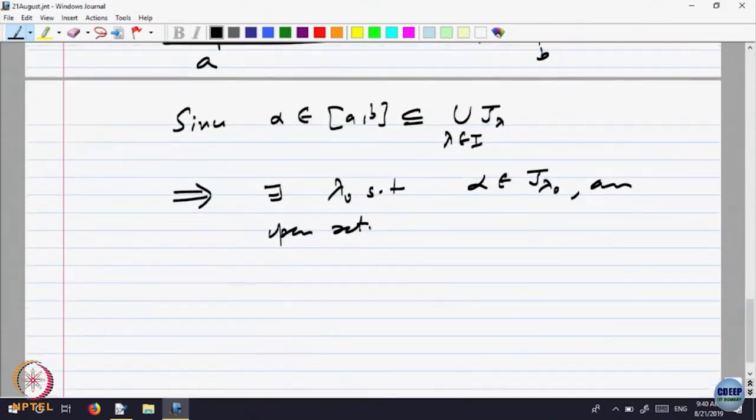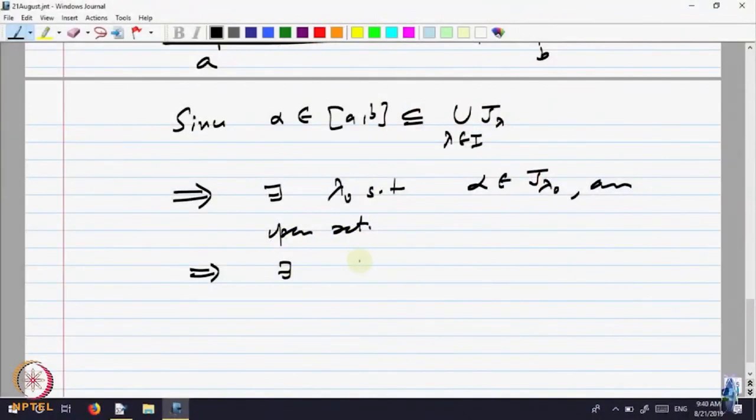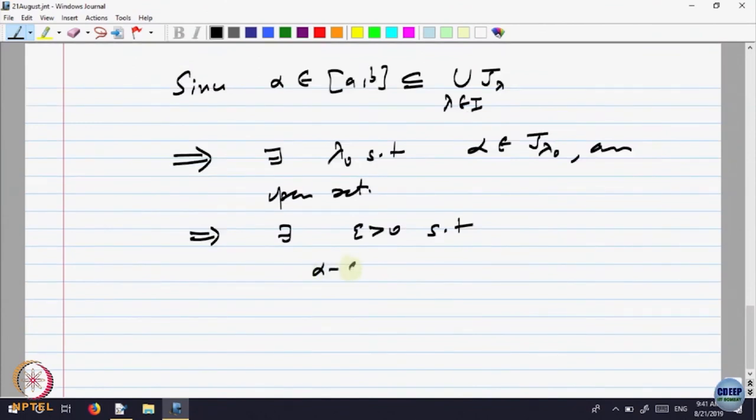So, what does it imply? What is the definition of open set? Every point is an interior point. So, there must be an open ball around the point x which is inside that open set, but we are in the real line. So, there is an open interval around the point alpha which is inside J lambda 0. So, there is, let us call it, some epsilon bigger than 0 such that alpha minus epsilon, alpha plus epsilon is a subset, alpha belongs to it, and that is a subset of J lambda 0, right, because of openness.